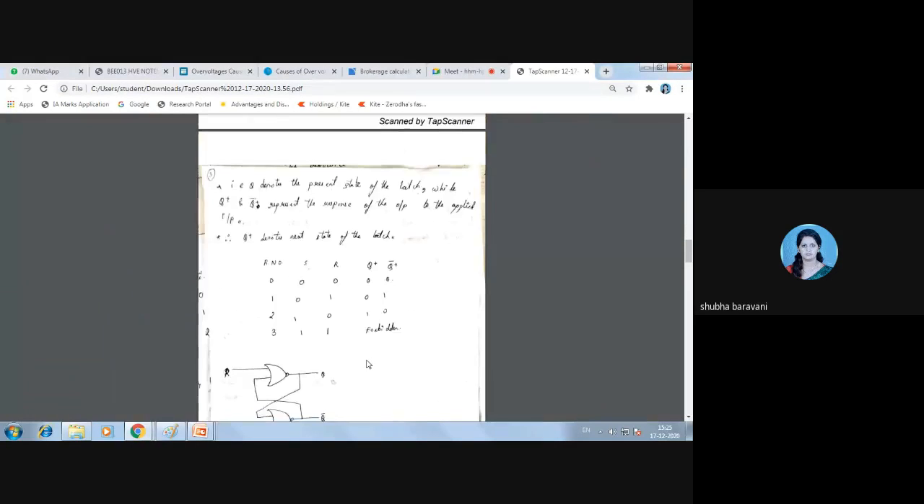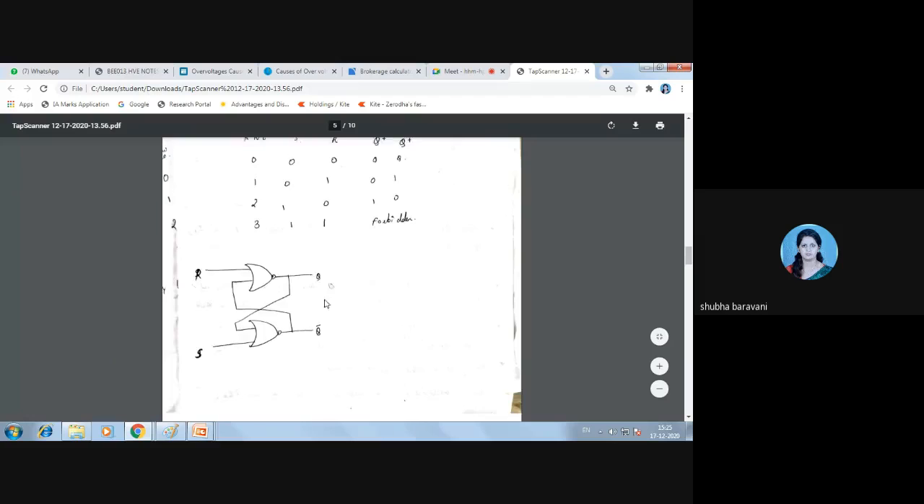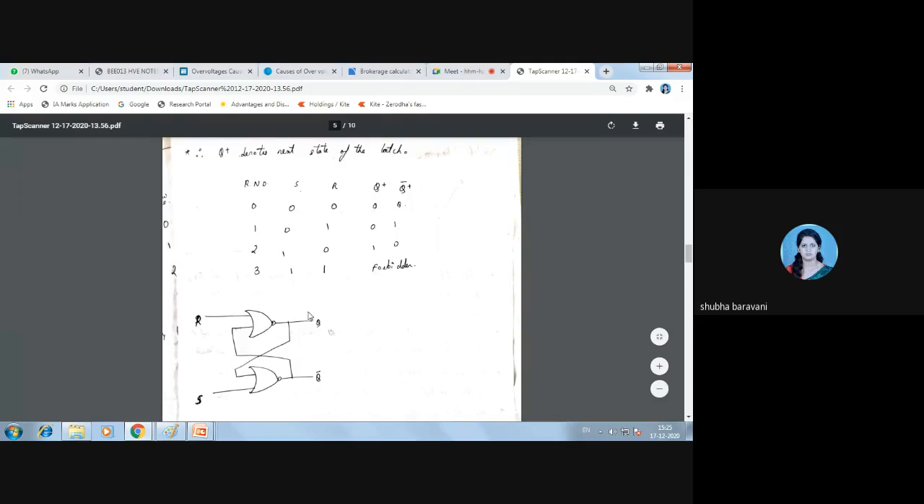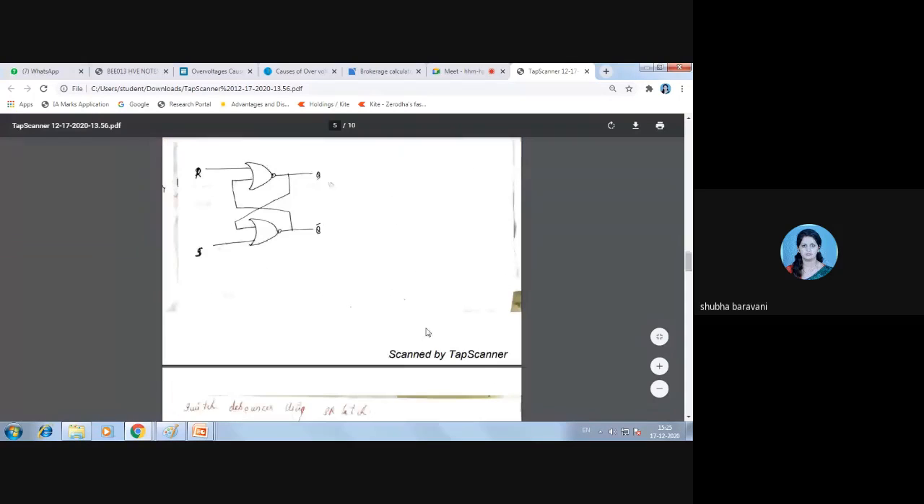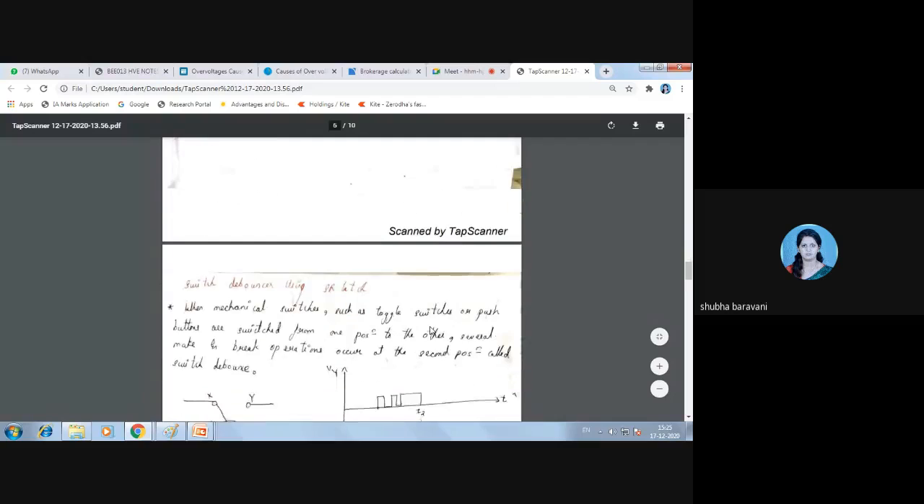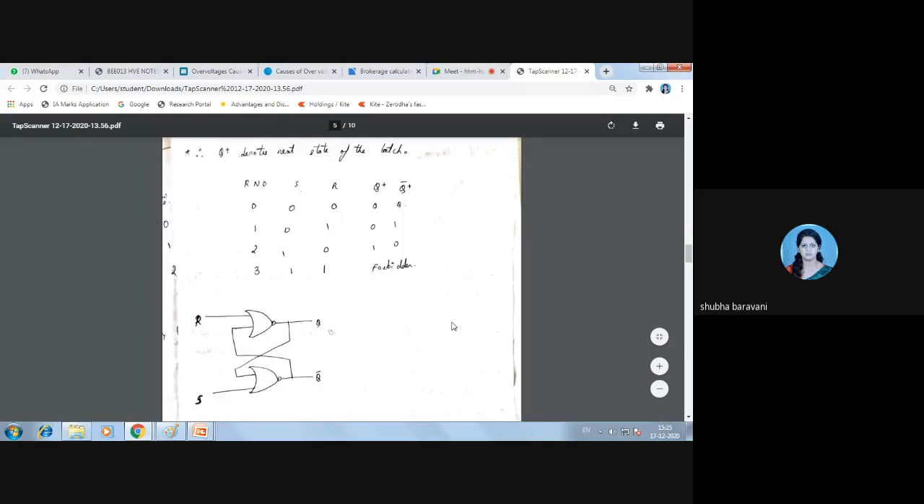So you can go through the PDF. Up till here, just go through the truth table and this diagram. We'll continue in the next class with the next part of the same SR latch, where we'll see what a debouncer circuit is.